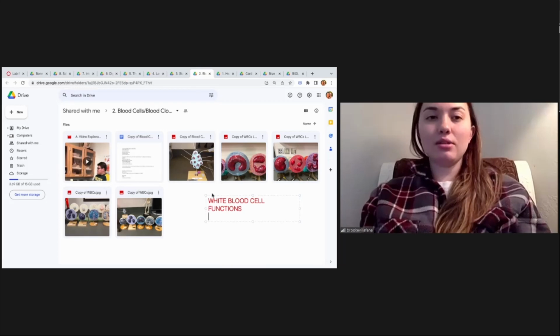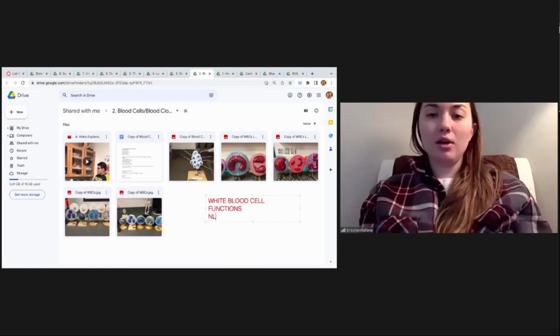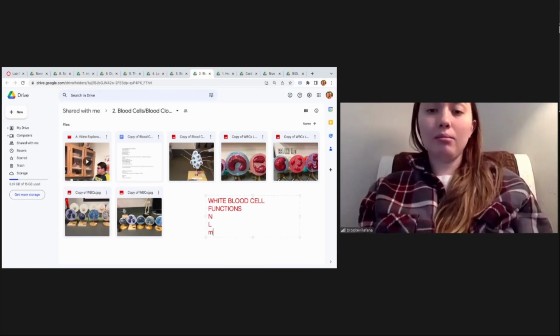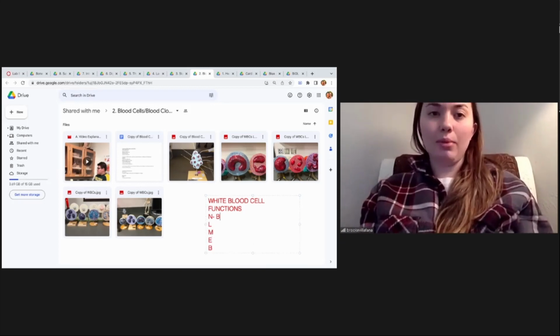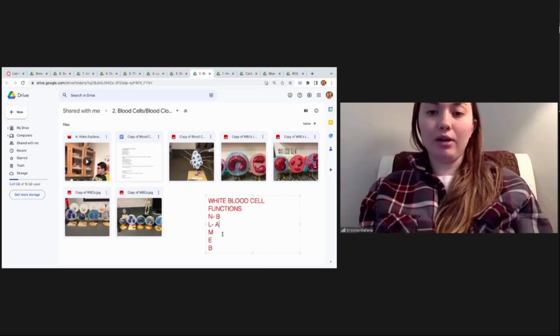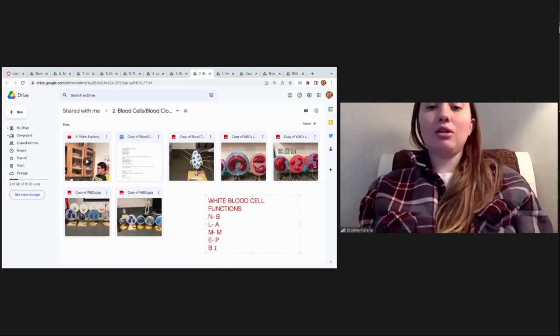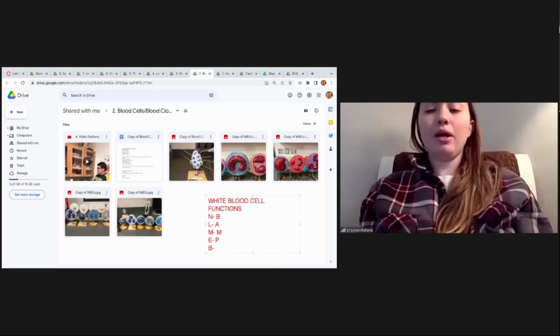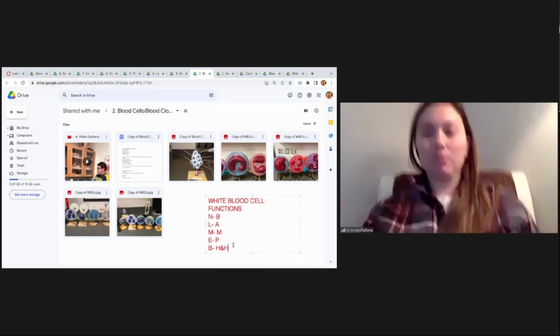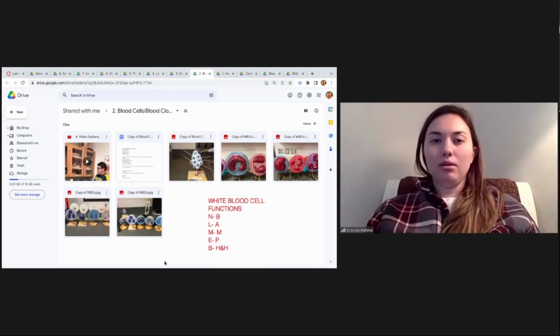I feel like I've said this so many times. I'm just going to write it like this. Remember, never let monkeys eat bananas, and the mnemonic is BAM, right? Neutrophils phagocytize bacteria, lymphocytes antigen antibody complex, monocytes become macrophages, eosinophils phagocytize parasites, basophils release histamine and heparin. You guys know that, right?